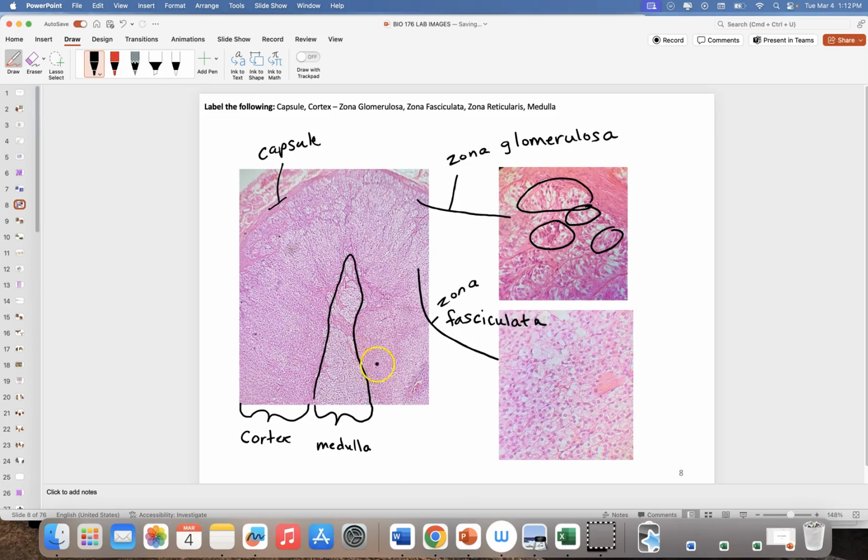Then the deepest layer of the cortex, which sits next to the medulla, this portion here, is the zona reticularis. Reticular means network. And the appearance of this zone, it looks like there is a network. It has a network-like appearance, and that's how this zone got its name.